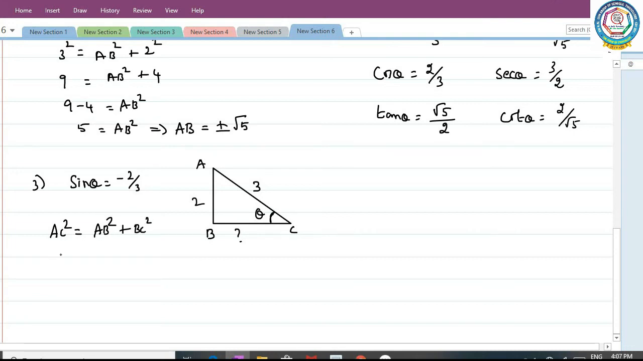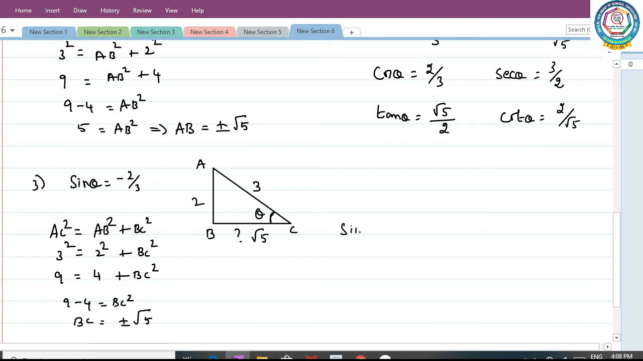What is AC square? It is given, 3 square. AB is 2 square plus BC square. Therefore 9 is equal to 4 plus BC square. Therefore 9 minus 4 equal to BC square. BC is equal to plus or minus square root of 5. So the adjacent side is square root of 5. So sin theta is given. Sin theta is equal to minus 2 by 3. What is the reciprocal of sin theta? Cosecant theta. Cosecant theta is equal to 3 by minus 2.